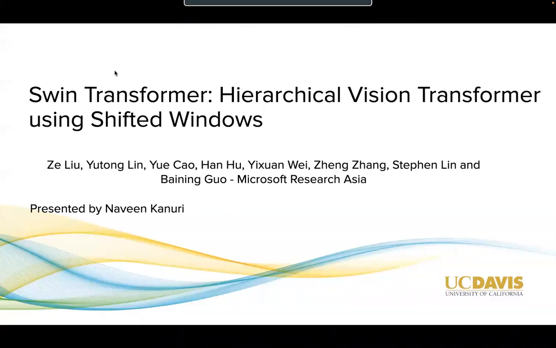So hello everyone. Today we will discuss another paper about the ViT. This one is more like a follow-up paper of the ViT paper. The title is called Swin Transformer. And presented today will be Naveen Kanuri. Naveen will share with us the ideas he has. Then he will also lead a discussion with us for this paper as well. So I can give the time to the presenter. Naveen, you can start when you are ready.